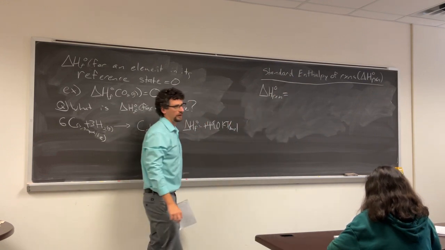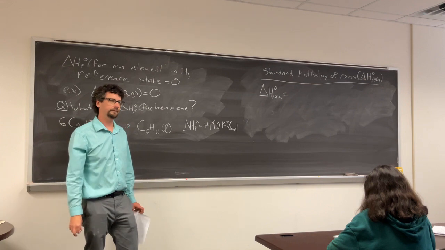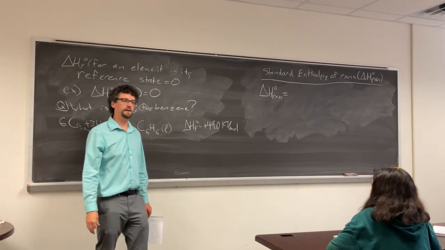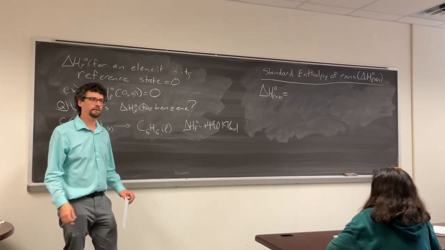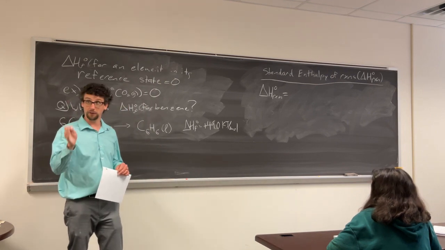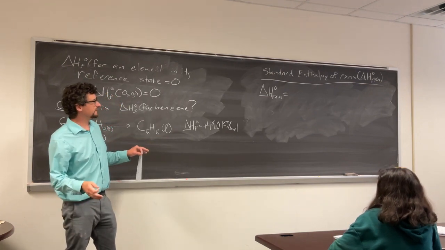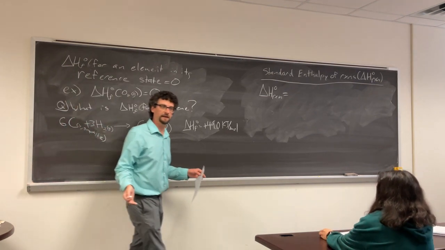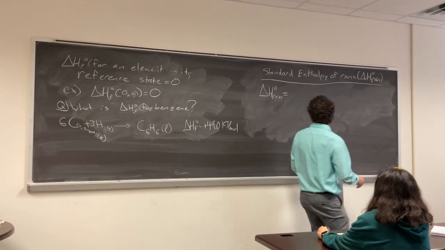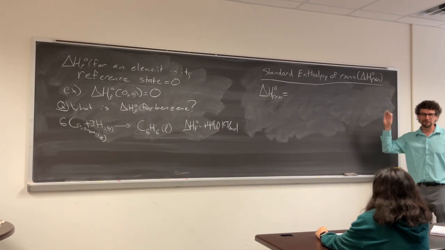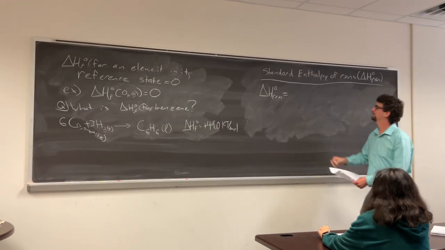Delta H of a reaction. When you see a delta, what do you think? Final minus initial. When we consider a chemical reaction, what's our final state? Products, yep, products minus reactants. So it's final minus initial, products minus reactants, maybe some crazy calculus going on here.